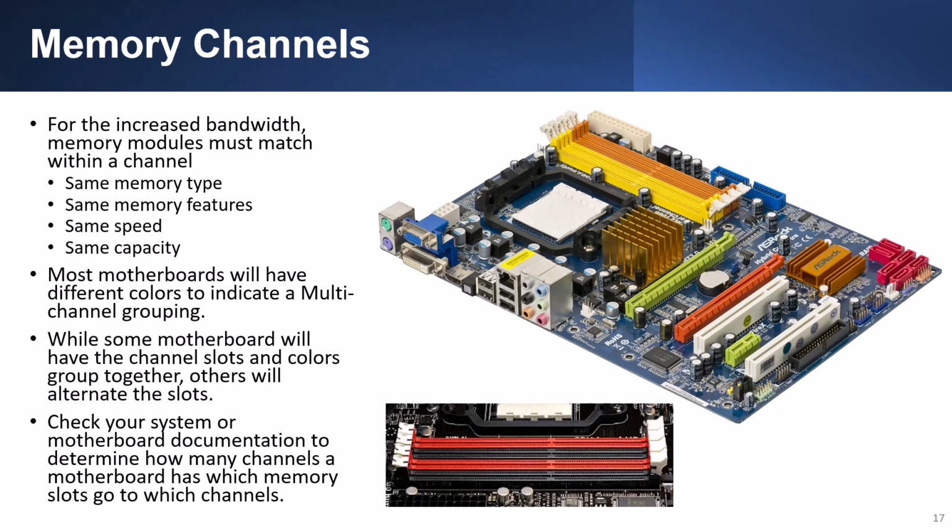When you have multiple channels, the memory modules must match within a channel, including the same memory type, same memory features, same speed, and same capacity. Most motherboards will have different colors to indicate a multi-channel grouping. While some motherboards will have the channel slots and colors grouped together, others will alternate the slots. Check your system or motherboard documentation to determine how many channels a motherboard has and which memory slots go to which channels.